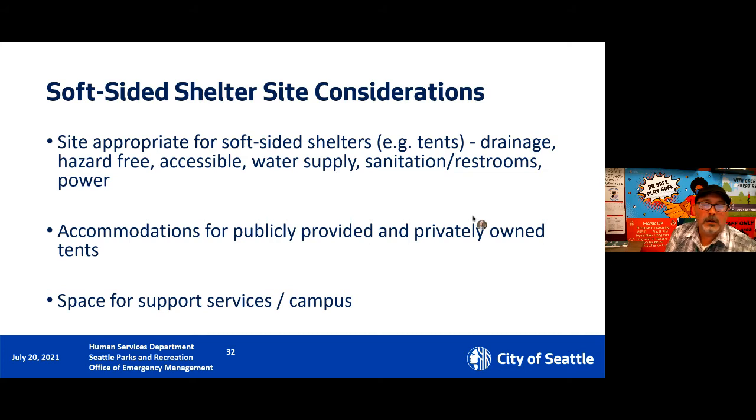Accommodation for both publicly provided and privately owned tents. That will probably be more realistic of how this will turn out, because we won't have enough tents provided by the city. So hopefully we're relying on private or other people to bring their own tents to some of these soft-sided shelter sites. And there's got to be space for support for the services at the campus.